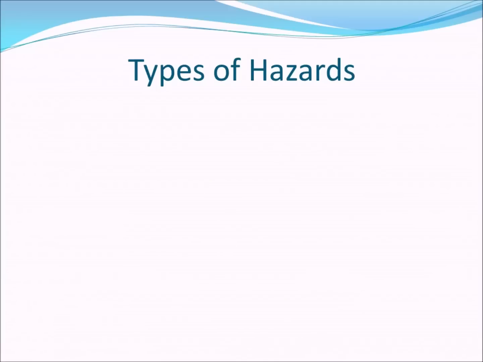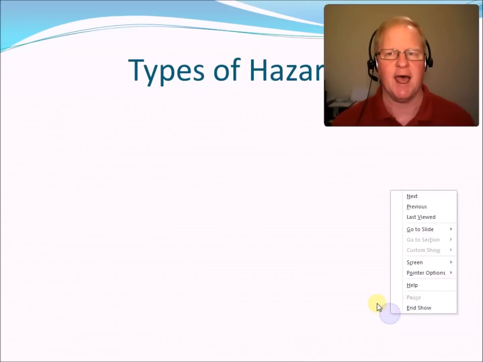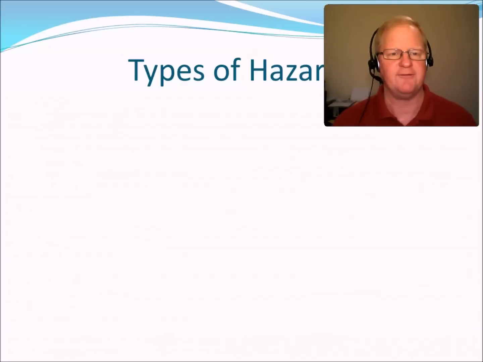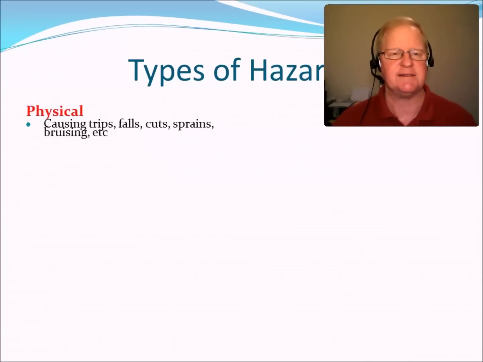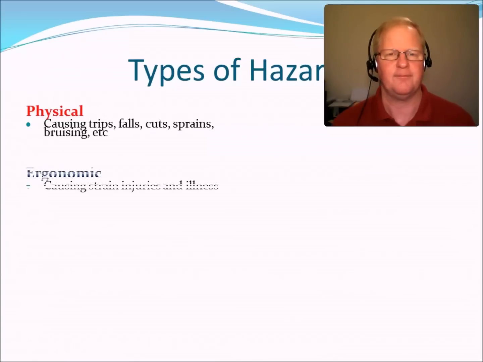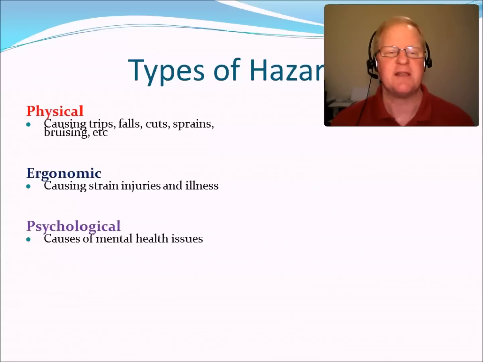Moving on, we've just looked at some images of hazards, but there are different types of hazards that you need to be aware of in the workplace. And some of those hazards, first of all, we have physical hazards. These can cause tripping, falls, cuts, sprains, and bruising. They can be ergonomic, causing strain, injuries, and illness. And third one, they can be psychological.